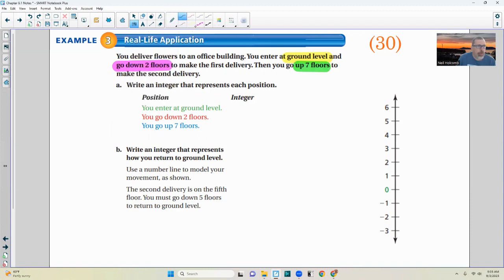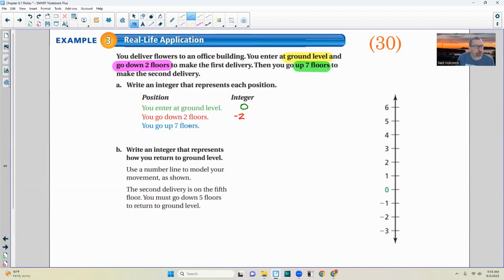Okay, so go back to my pen, make it green. So you enter at ground level. What integer are we going to use when we're on the ground floor? Well, it's going to be ground, 0. Okay, that's a term, ground 0. And you go down 2 floors. Well, down is negative. So you're going down into the bowels of the building, -2, 2 levels below the ground. Usually that's a parking garage, but anyhow.